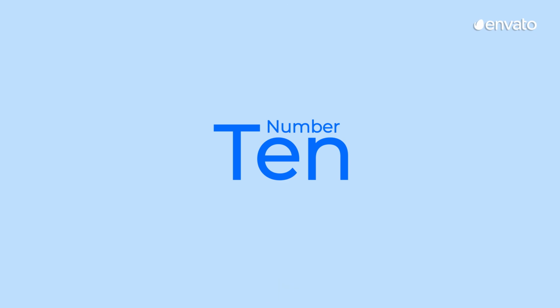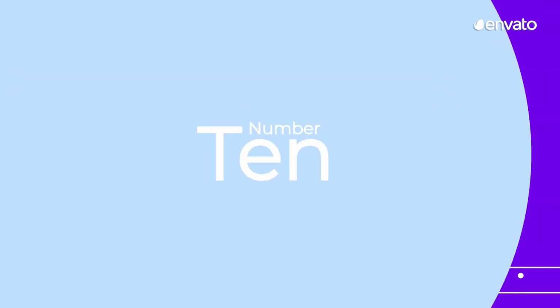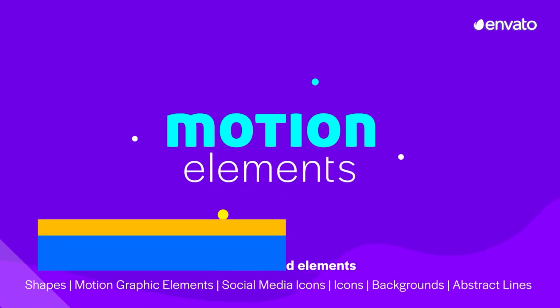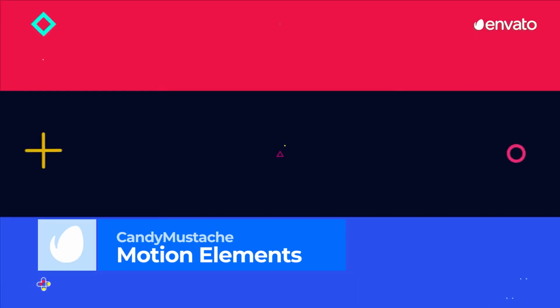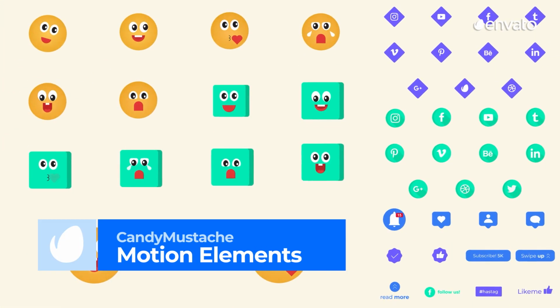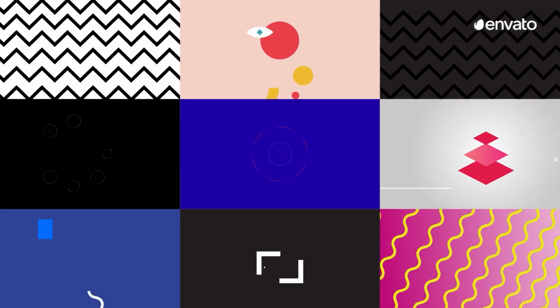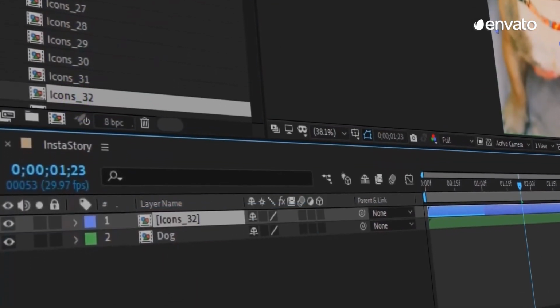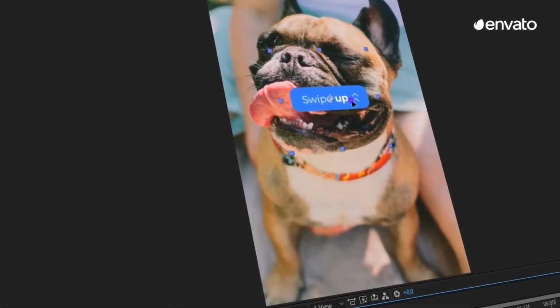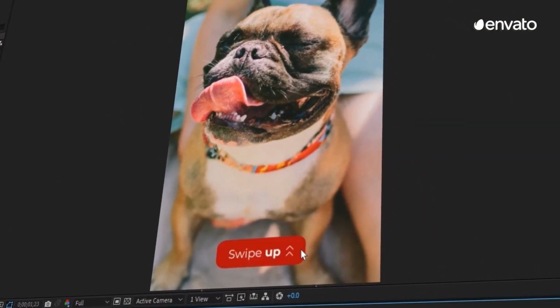Number 10. Motion Elements by Candy Mustache. The first animated icon pack in our countdown today is full of useful elements like shapes, social media icons, backgrounds, abstract lines, and more. The best part? They're available in a drag and drop style with simple one-click editing capabilities.